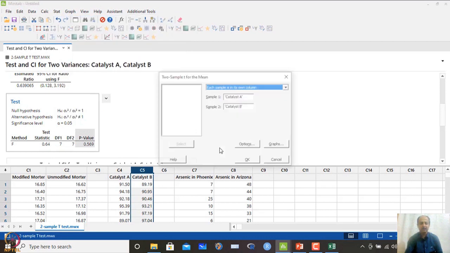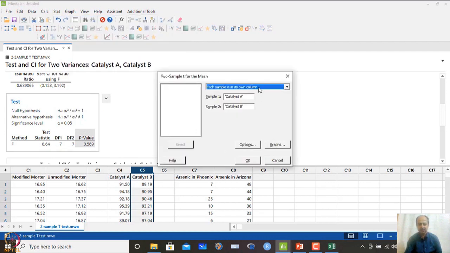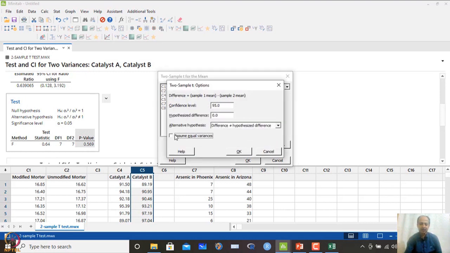When I apply the two sample t test, it will ask whether they are in one column or in different columns. They are in different columns, catalyst A and catalyst B. Then you go to options and assume equal variance, so you have to click that here. 95% is the confidence level that we use every time, so that is the default. The condition is difference not equals to, since we want to check whether the means of catalyst A and catalyst B are different or not. So a two-sided test I am doing here.